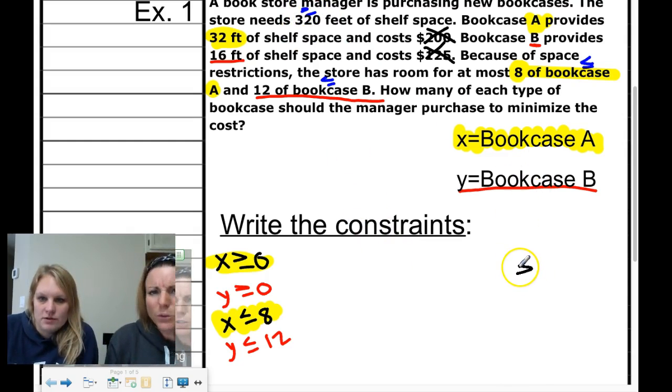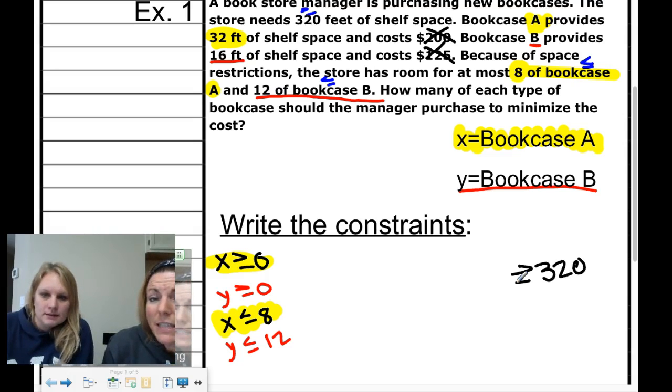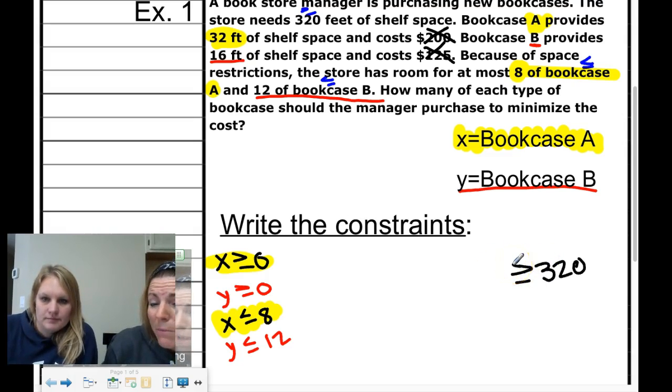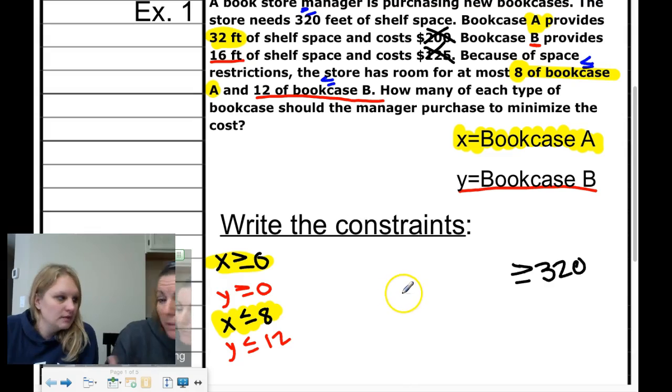Let's put that way over to the right. Greater than or equal to 320. So what it's saying is it needs 320, but if these shelves take up more than that, that's okay. They're going to take up at least 320, but they could take up more.